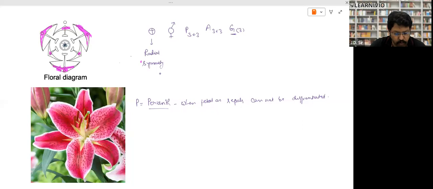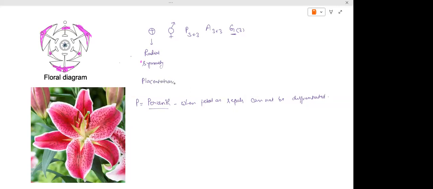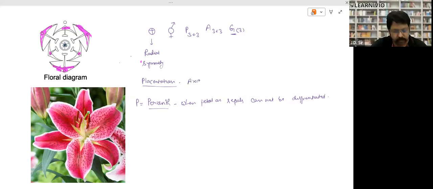And one more important thing, what is the placentation? Can anybody tell me what is the placentation? Tell me, Saifullah, you can tell. What is placentation? Axial. Very good, axial placentation, right? You can tell it from here, axial placentation. And the fruit, capsule or berry? Fruit is capsule or berry.